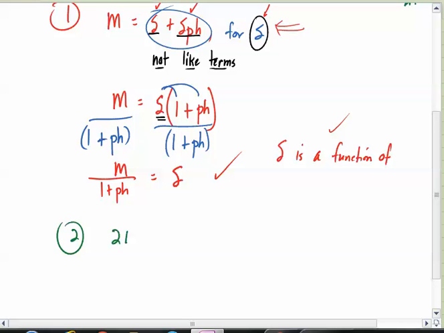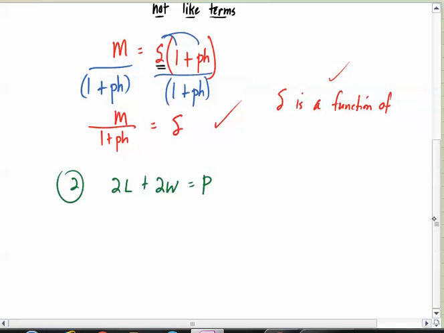All right, this one's going to look familiar. We have 2L plus 2W, and that's equal to P. Now, what's that remind you of? That's perimeter, right? Length and width. 2 lengths and 2 widths is the perimeter.